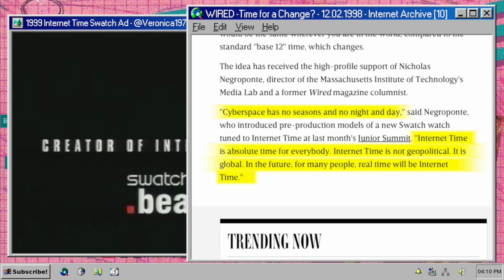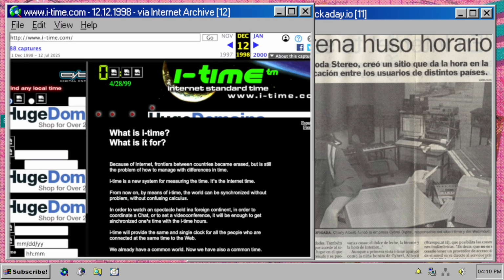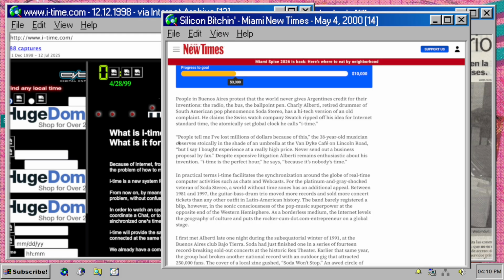Although it sounds like Swatch came up with this new format on their own, Charlie Alberti, the drummer from the Argentine band Soda Stereo, later claimed that he announced the same idea on a domain he bought a few months before the Swatch announcement, and sent a fax to Swatch to sponsor the project. In an interview, he said that he learned a valuable lesson: don't send business proposals by fax. So the origin of internet time still is up for debate, but the idea is the same.